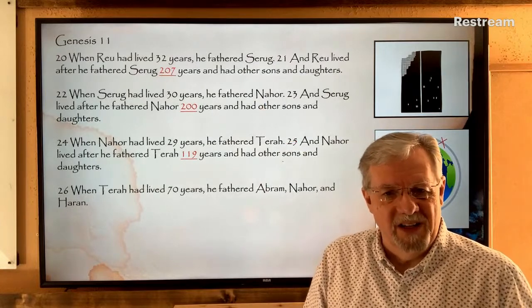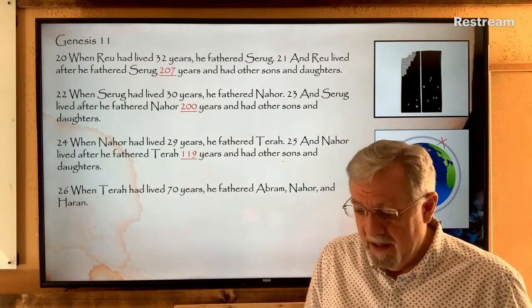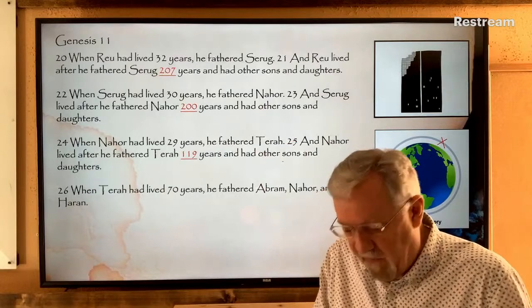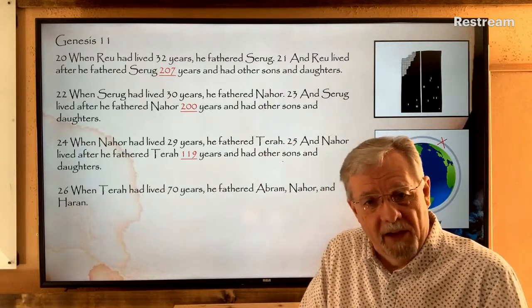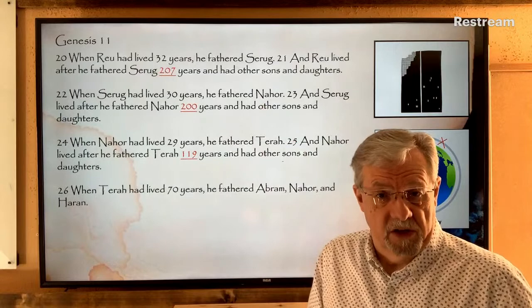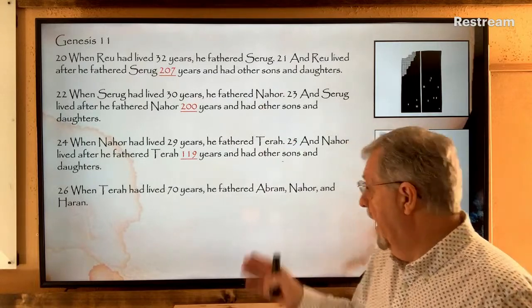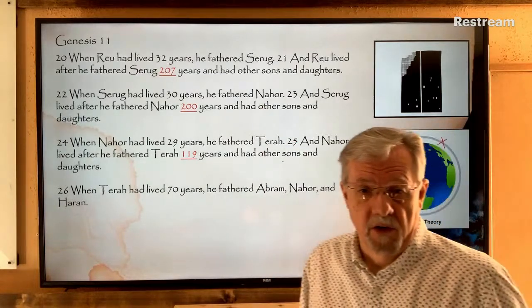That doesn't mean he lost interest in the rest of us. It just means he had to focus in on one family in order to keep the lineage alive that would bring Jesus. Okay? And so Abram is going to be very, very significant to our story.